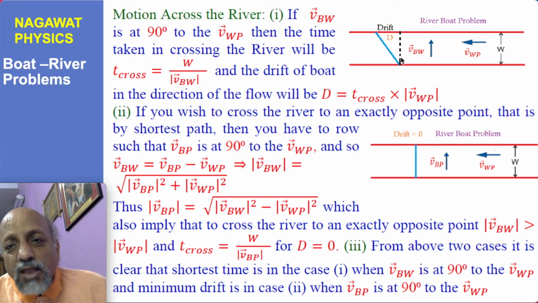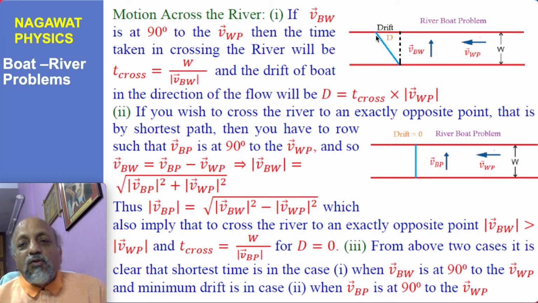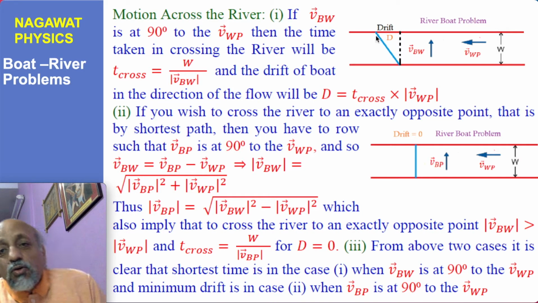So when you are rowing the boat in this direction, because of the downstream velocity of the water flow, there would be a drift, and the drift would be equal to the time taken in crossing the river into the river flow velocity. So one can cross the river by rowing the boat in this particular direction, but you will not be able to reach the point directly opposite to the point of start. So this is the point of start, and the directly opposite point you will not be able to reach, and you will get certain drift.